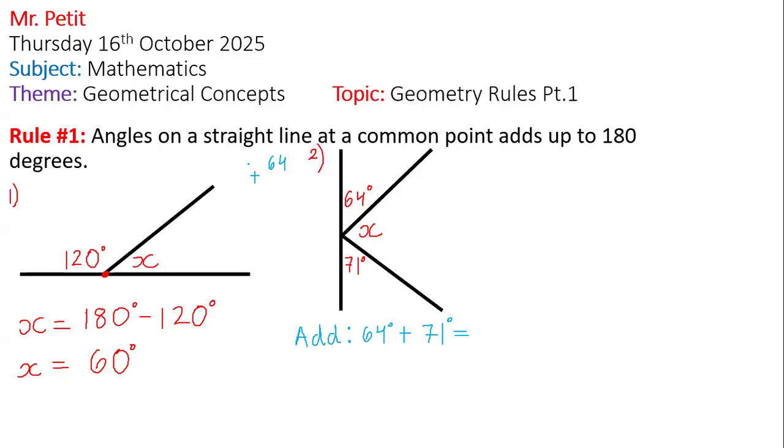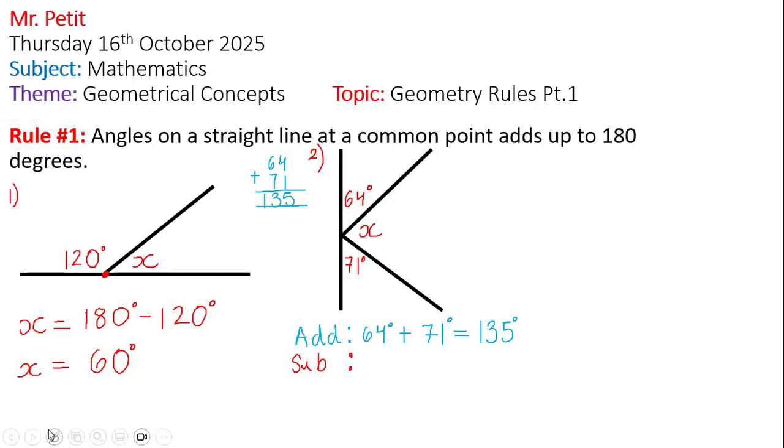135. They got it. 71, 4 plus 1 is 5, 6 plus 7 is 13. So 135 degrees. Are we done? Or do we have to do something else? What else do we have to do, class? We have to subtract. Very good.